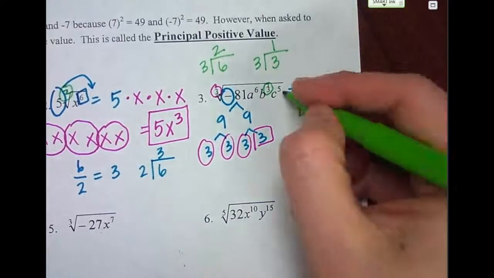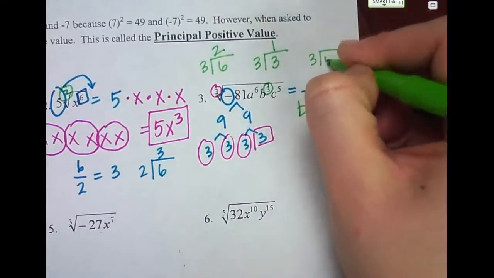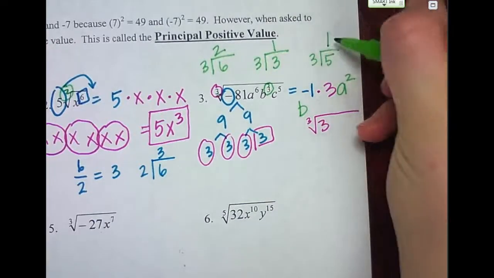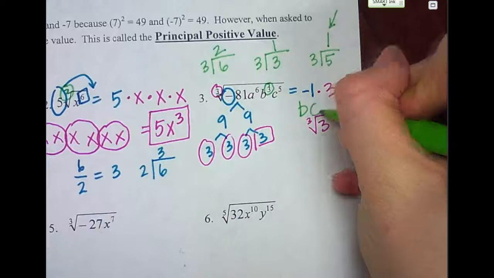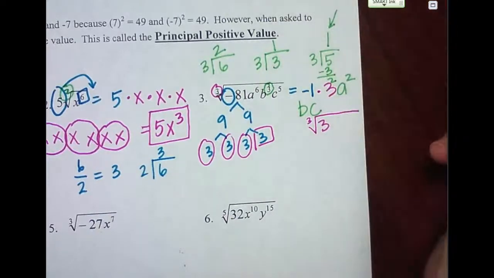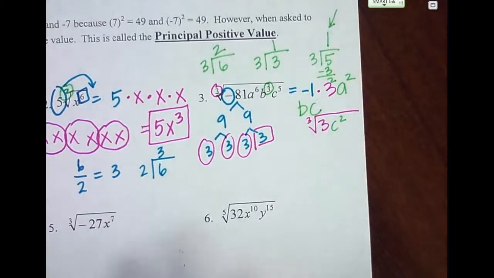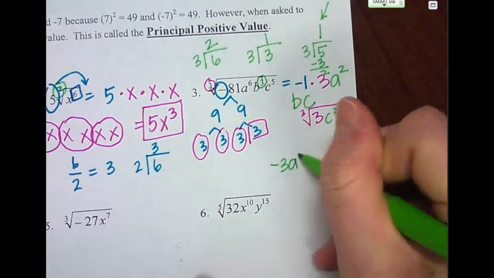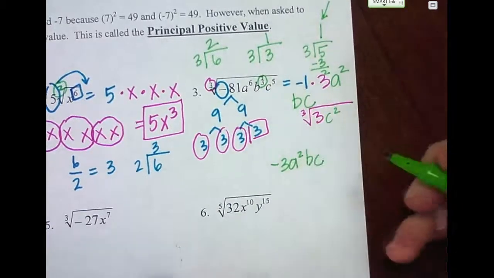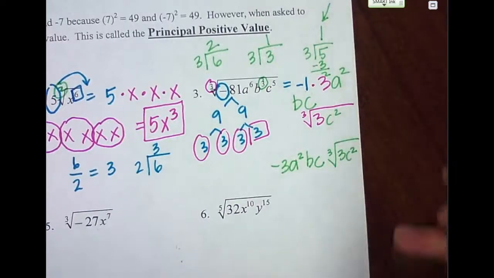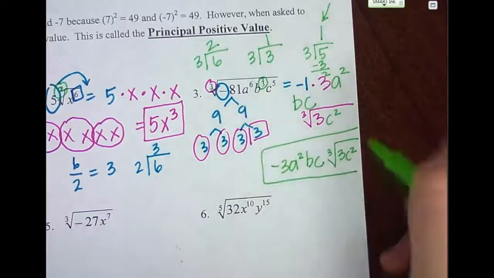Then I look at the C's. How many times does 3 go into 5? Well, now this one's not going to be perfect. 3 goes in once, so that tells me how many C's are going to be on the outside. And then when I multiply that and subtract, I get a remainder of 2. That tells me how many C's are left on the inside. Now, my answer is kind of messy here, so let's simplify this. Negative 1 times 3, so negative 3 A squared BC, and then I have the cube root of 3C squared. And that is our answer.